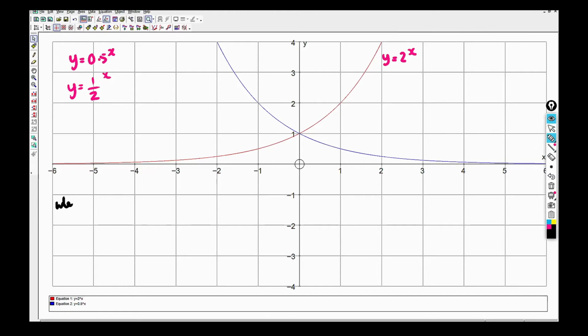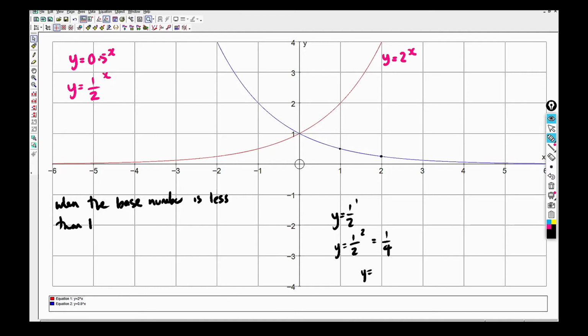So when the base number is less than 1, well, basically what happens is if we had y equals a half to the power of 1, that therefore means that at 1, it's going to be at a half, which is where it crosses there. If I then had y equals a half squared, well, that's going to be a quarter. So it's going to be there.